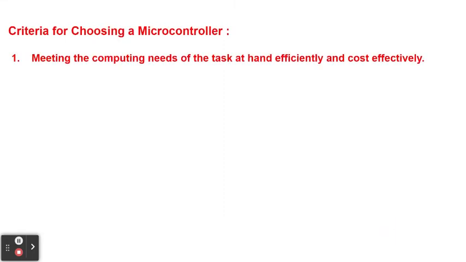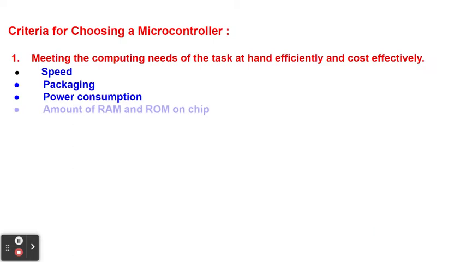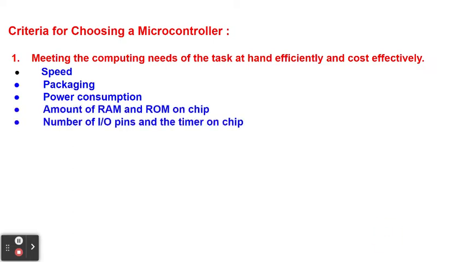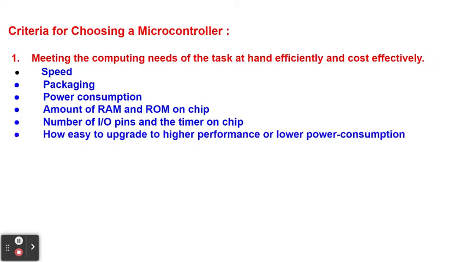Now, what are the criteria for choosing a microcontroller? Number one, we have to meet the computing needs of the task at hand efficiently and cost effectively. We have to consider the speed, packaging, power consumption, the size of the RAM and ROM on the chip, how many input-output pins, and the timers on the chip. Is it easy to upgrade to a higher performance or lower power consumption version? These are some of the things, including the cost per unit.